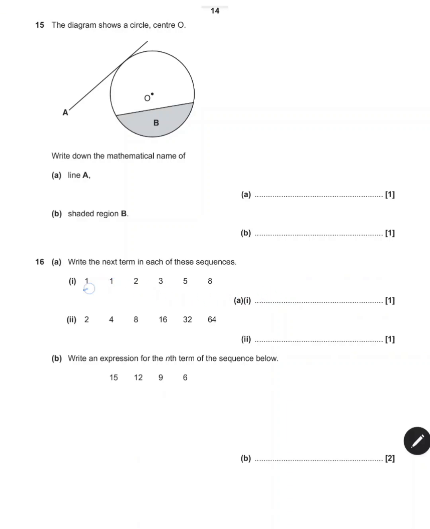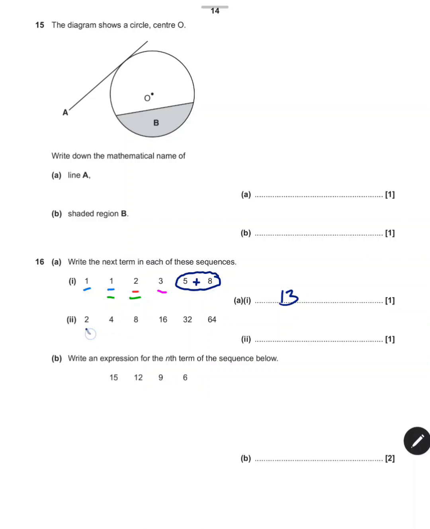Well, hopefully we can see that 1 add 1 is 2. And then 1 add 2 is 3. The previous 2 terms add together to make the next one. This is a Fibonacci sequence. So we need to do 5 added to 8, which comes to 13.